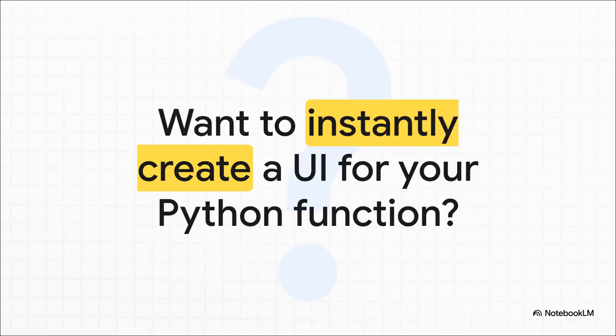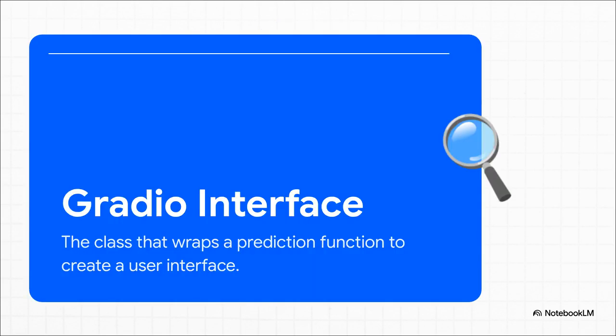So let me ask you this. Have you ever written a really neat piece of Python code and just thought, man, I wish my friends or my colleagues could actually use this without having to install Python and a million libraries? If that sounds familiar, you are in exactly the right place. And a solution to that problem has a name. It's the Gradio interface class. Honestly, this thing is the hero of our story today.